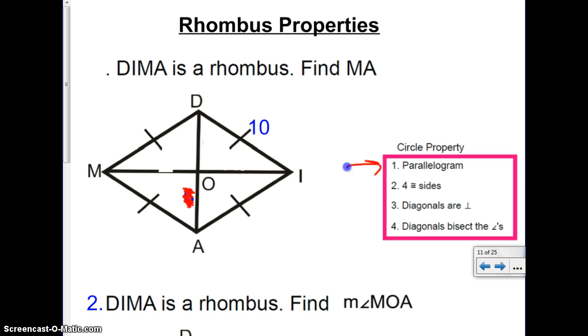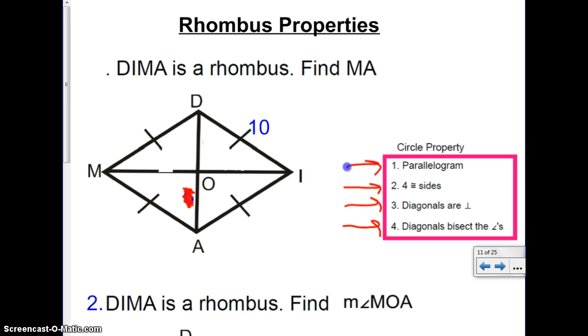The second one is that we have four congruent sides. So that means all the sides of our rhombus are equal. The third property is that the diagonals are perpendicular, which you know means that it forms a right angle. And property number 4 is that the diagonals bisect the angles. Now let's see what this actually looks like.